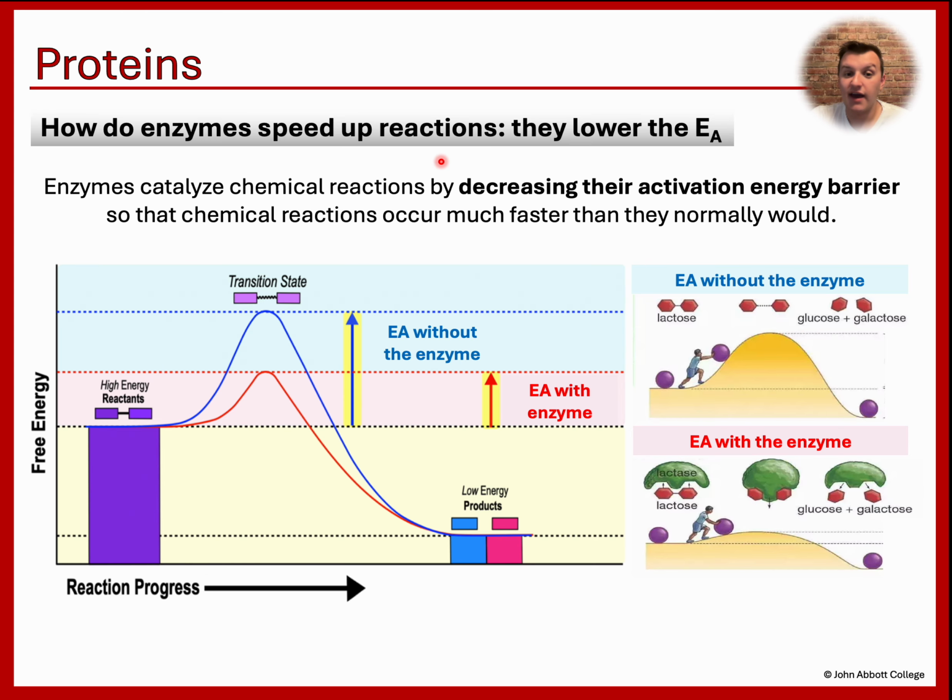So how do enzymes speed up reactions? They actually lower the EA, the activation energy. Enzymes catalyze chemical reactions by decreasing their activation energy barrier, so that chemical reactions occur a lot faster than they normally would. So how does this happen? Here's our reactants, here's our products. Normally, without the enzyme, you have this peak, you put in this much energy, and then it will break apart.